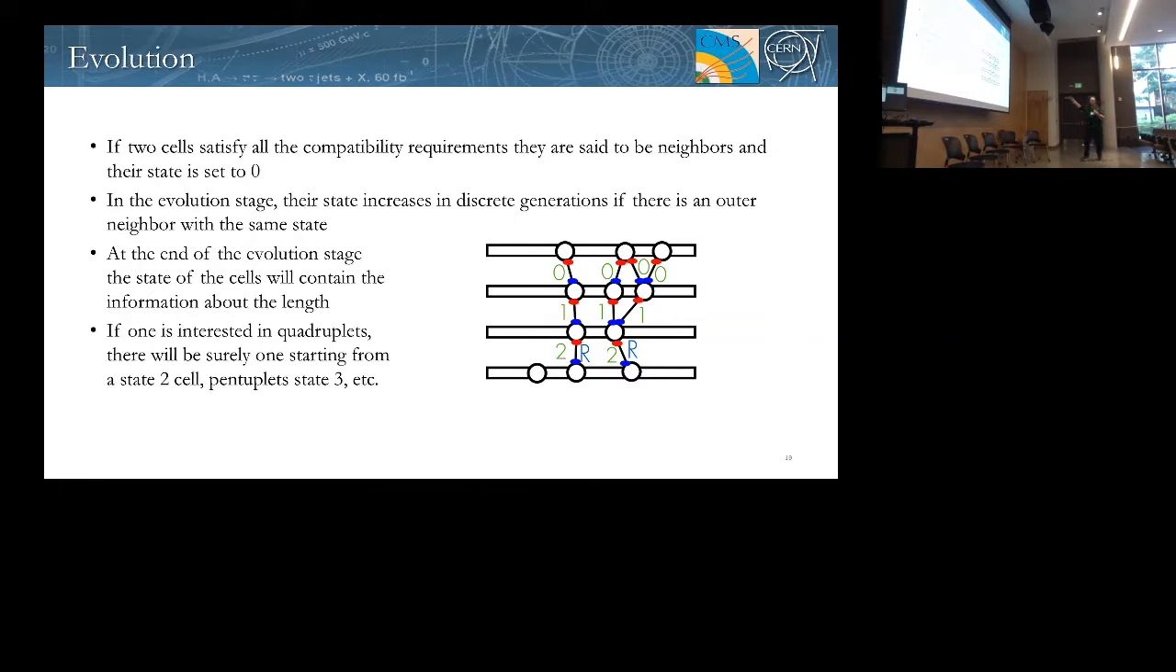If at the beginning all the states are 0, if this cell has an outer neighbor with the same state, so this will be 0 as well at the beginning, its state will be increased by 1. So if you keep going on, in the end, you will get quadruplets in the innermost layer pair, which have a state of 2. So this will mean that you can just consider those and run a depth first search to find all the possible quadruplets. If you are interested in pentuplets, you look for cells with a state of 3 and so on.